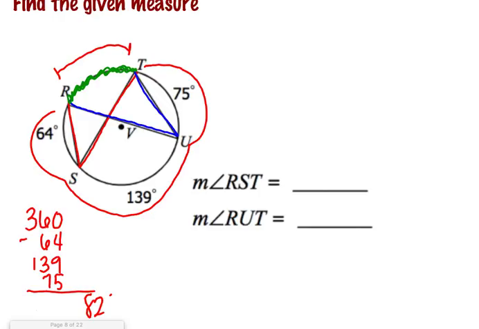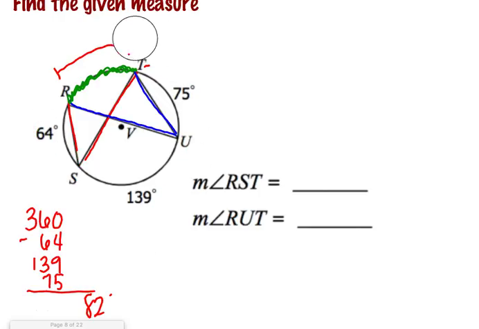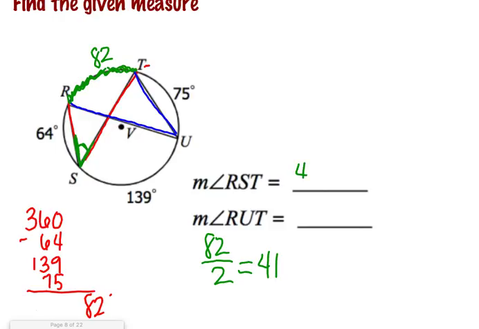I gotta fix this, it's just so messy. All right. So we just found our intercepted arc to be 82 degrees. So now we're working backwards. Remember, this is half that amount, so 82 divided by 2 equals 41. And remember, they have the same intercepted arc, so this angle right here is also 41 degrees. Okay?